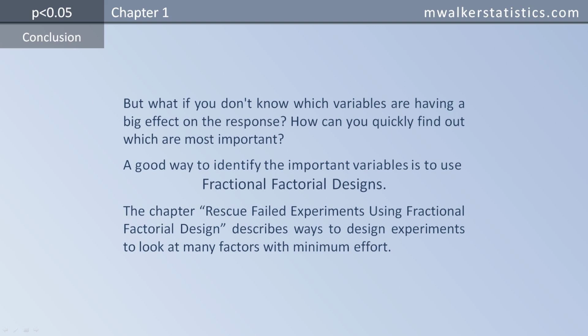But what if you don't know which variables are having a big effect on your response variables? How can you quickly find out which are most important? A good way to identify the important variables is to use fractional factorial designs. The chapter, Rescue Failed Experiments Using Fractional Factorial Design, describes efficient ways to design such experiments in order to look at many factors with minimum effort.